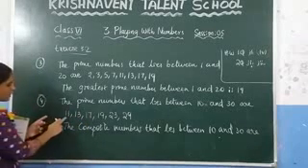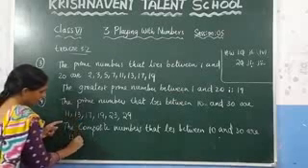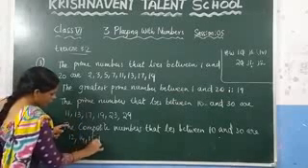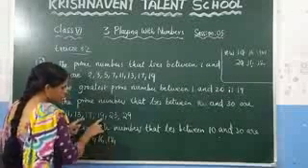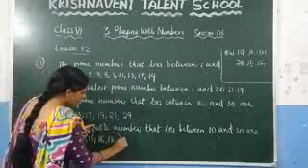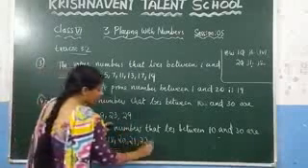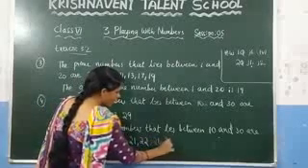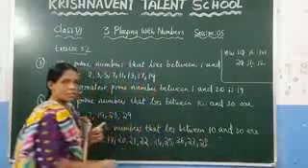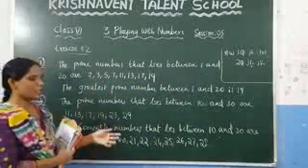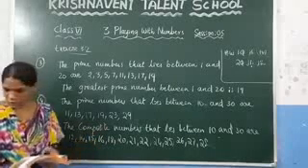So write it here. 11 we already wrote. So what is the number left out? 12. 13 we have written, and after that 14, 15, 16, 17 we have written, and after that 18, 19 written, after that 20, 21, 22, already we have written 23, and after that 24, 25, 26, 27, 28. These are all the composite numbers that lie between 10 and 30. This is the next question, and see the fifth question here.